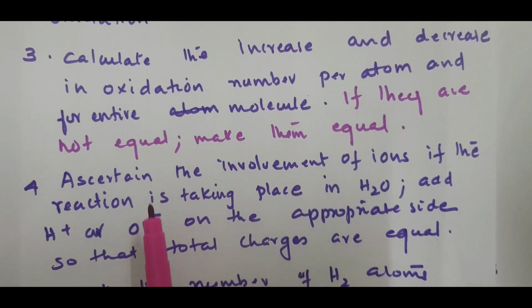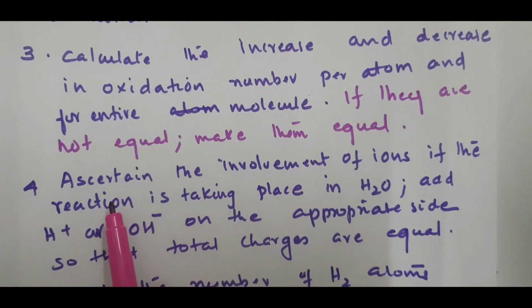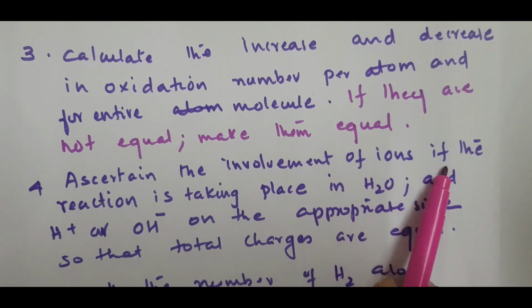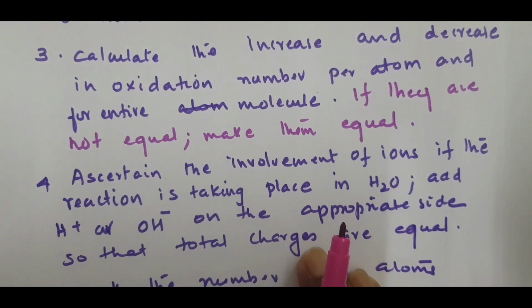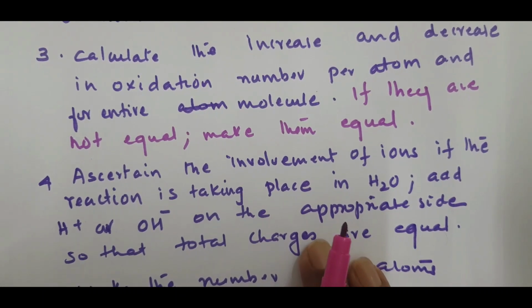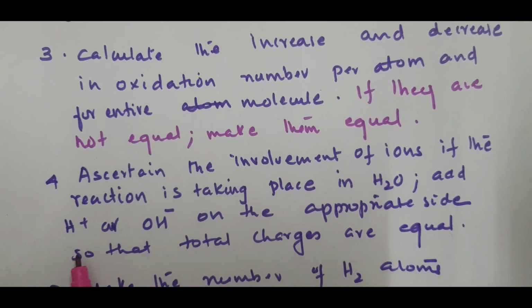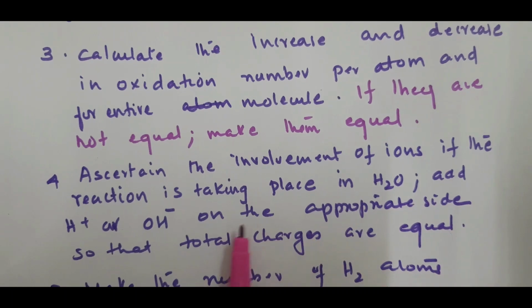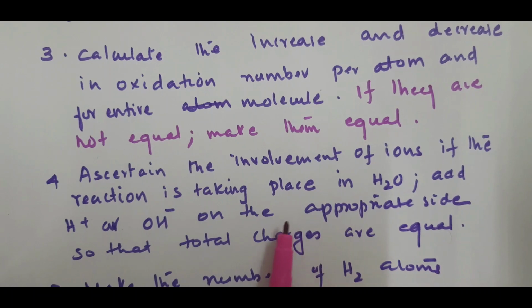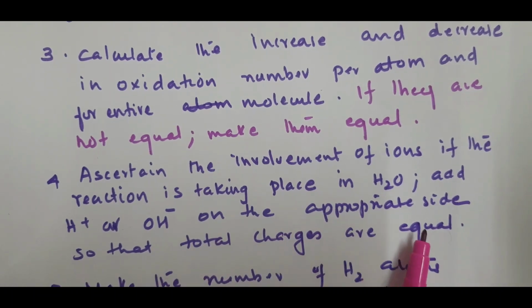Then the fourth rule is to ascertain the involvement of ions if the reaction is taking place in water. If the reaction is taking place in an acidic medium, add H+ ions or OH- ions on the appropriate side, sometimes on the reactant side or sometimes on the product side, so that the total charges are equal. While doing an example, you will know how to go for it.